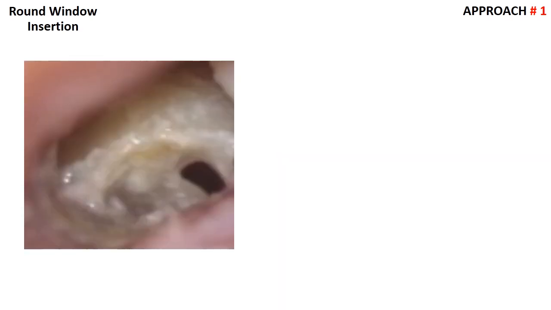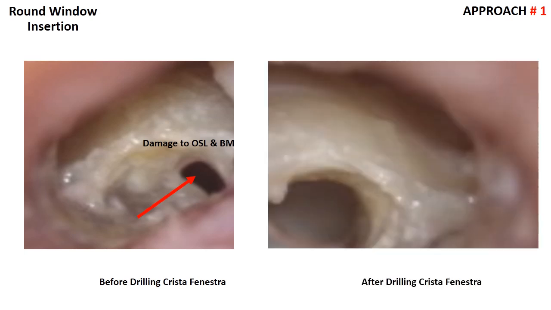This is a cadaveric dissection with a crista fenestra, and if we don't drill this crista fenestra and we try to insert our electrode, and if this crista fenestra is prominent, it can deflect your electrode towards the osseous spiral lamina and basilar membrane. So sometimes we have to resort to drilling of this crista fenestra, but in most of the cases now with the new slim electrodes, we don't have to do such a procedure for hearing preservation.